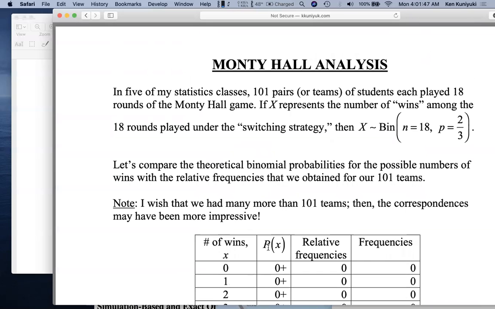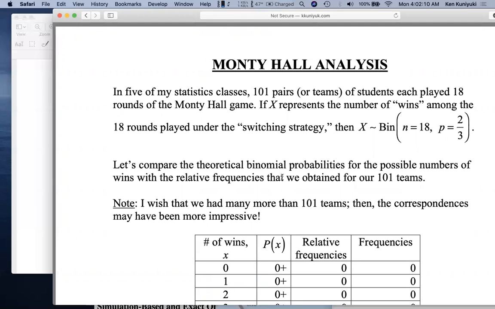Now, actually, we saw this in practice, at least I did. In 5 of my statistics classes, 101 pairs or teams of students played this Monty Hall game. They played 18 rounds of this game, and they recorded the number of times that the student contestant won the car out of the 18 times. For each pair, the contestant was one student and Monty Hall was the other student.